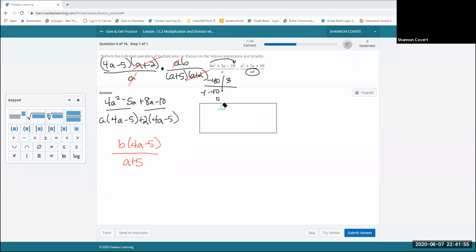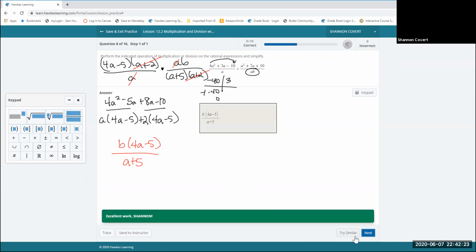Clear out the box and type in my solution. b over, oh wait, sorry, go back up. b times (4a − 5) over (a + 5). Green, all right. Sometimes I get a little nervous. I don't know, maybe you do too.